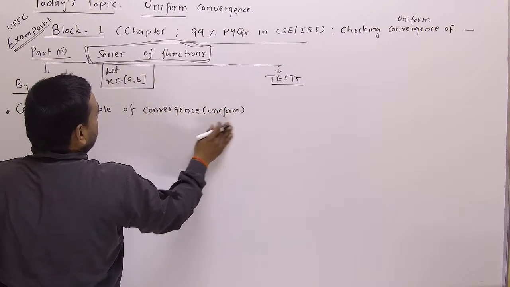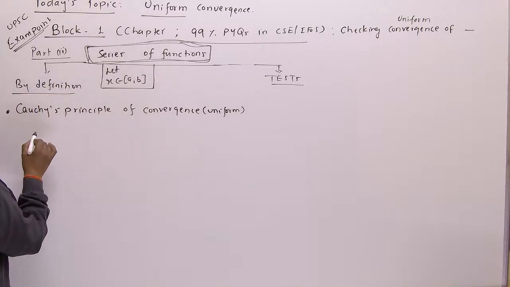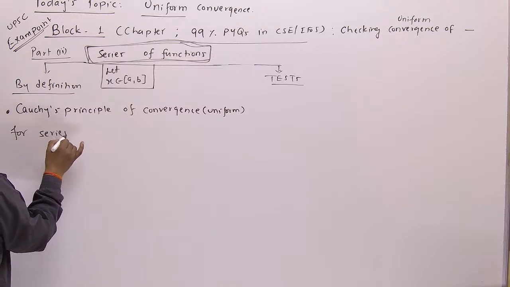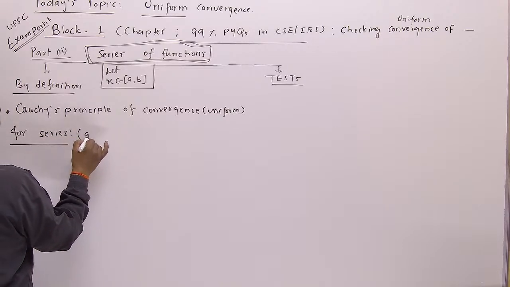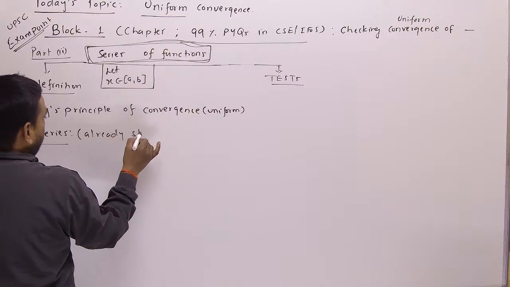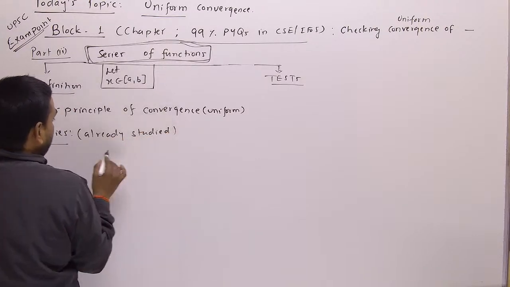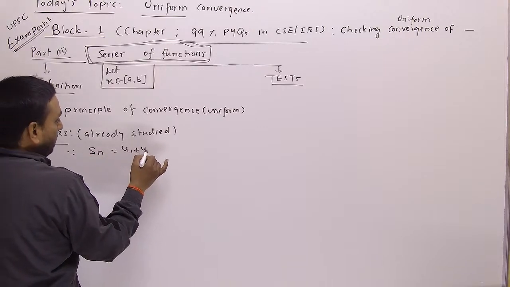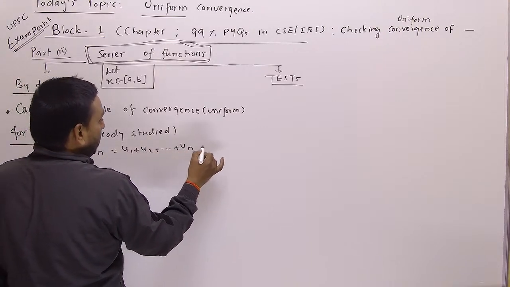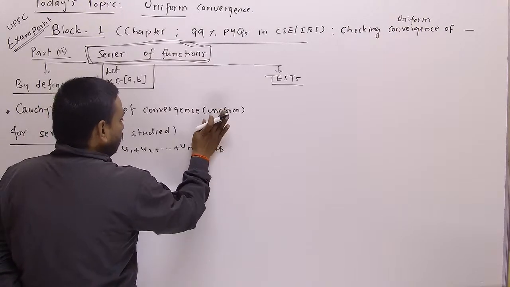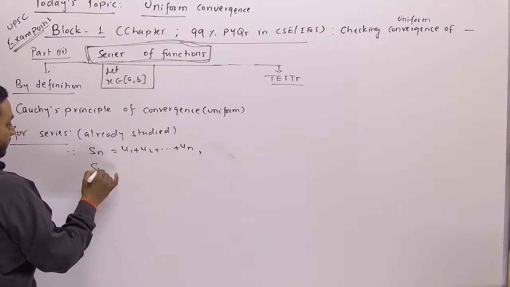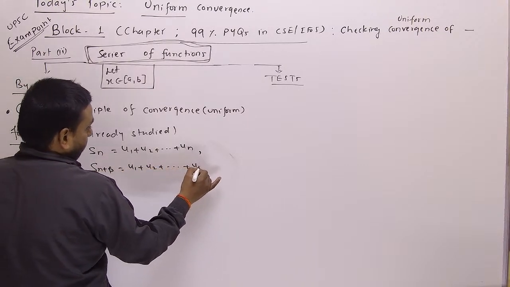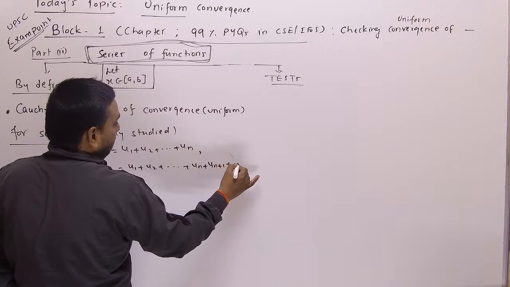Obviously, we are talking about functions, so uniform. What will happen? देखिए ध्यान से. For series already studied, कल हमने पढ़ा था, Sn is what? U1 plus U2 plus Un. So Sn plus P is what? Yesterday only we have done this, right?